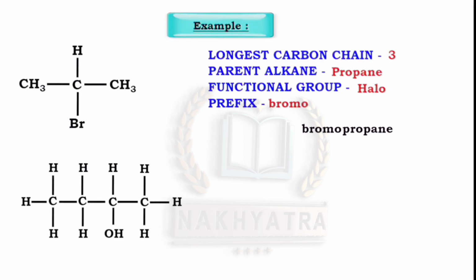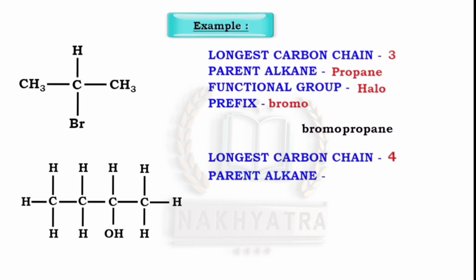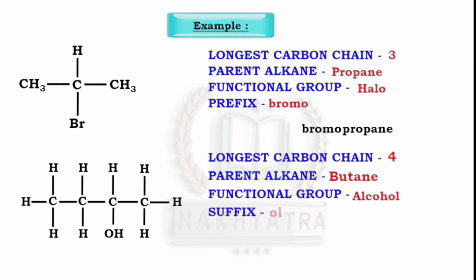Now see the second example. In this structure, the longest carbon chain has 4 carbon atoms. Here the parent alkane is butane. Now see the functional group present here, OH. That means alcohol. So the suffix is ol. Now write the compound name. It will be butanol. Am I right? Okay.